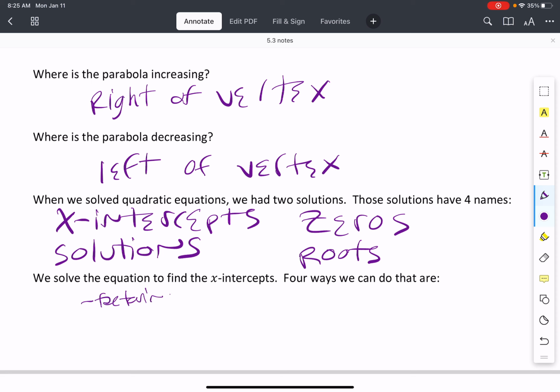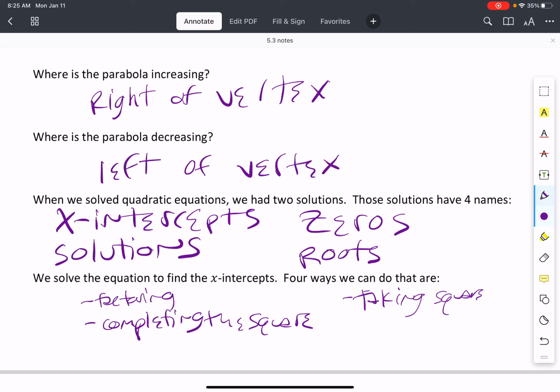Factoring. Completing the square. Taking square roots, and quadratic formula, which we'll start using on Thursday.